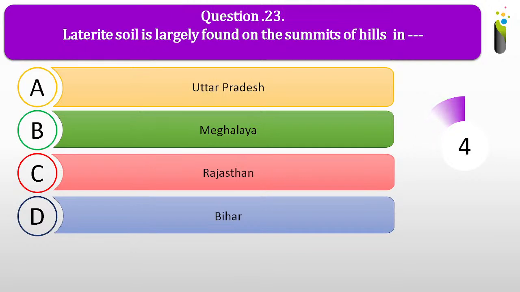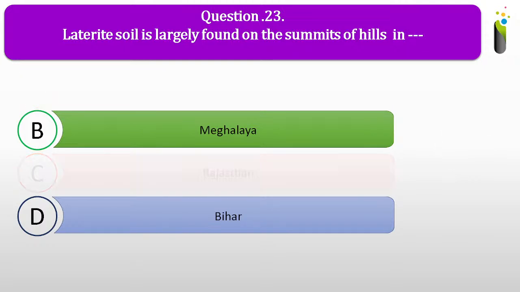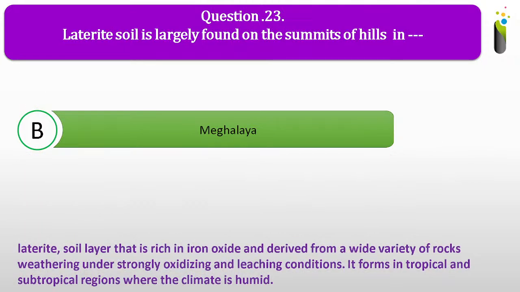And the correct answer for this question is Meghalaya. Laterite soil layer is rich in iron oxide and derived from a wide variety of rocks weathering under strongly oxidizing and leaching conditions. It forms in tropical and subtropical regions where the climate is humid. So the laterite soil is largely found on the summits of the hills in Meghalaya.